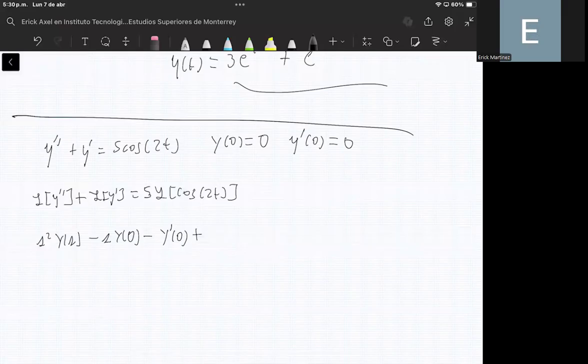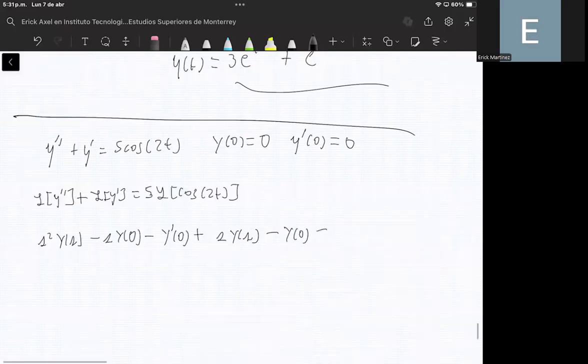Plus the Laplace transform of a first order derivative, that is s times Y(s) minus the initial condition of the function, that is y(0). And this is equal to 5 times the Laplace transform of the cosine. But we note that the Laplace transform of the cosine is s divided by s squared plus omega squared. But here omega squared is 4.